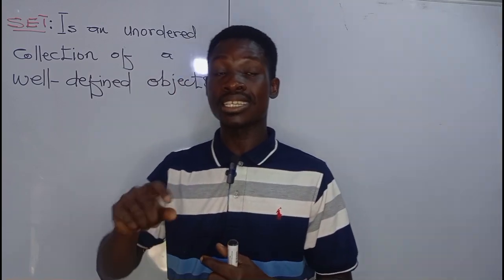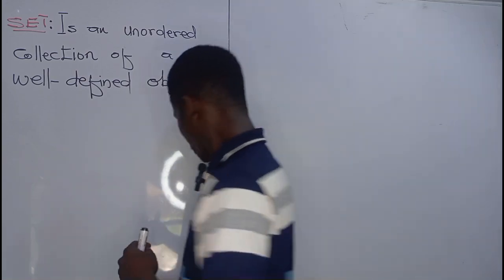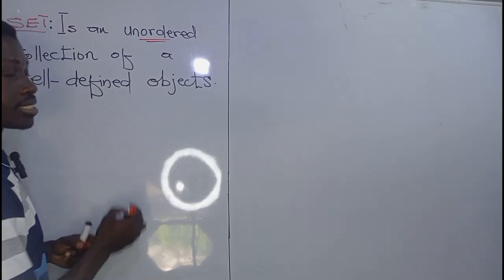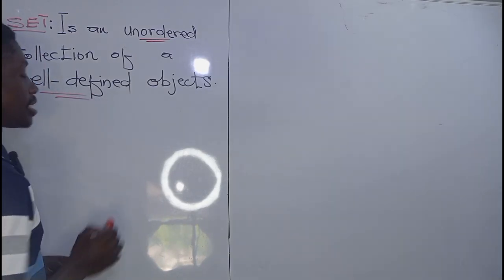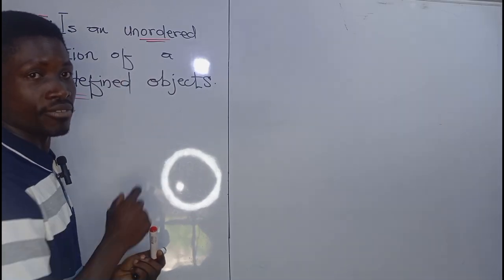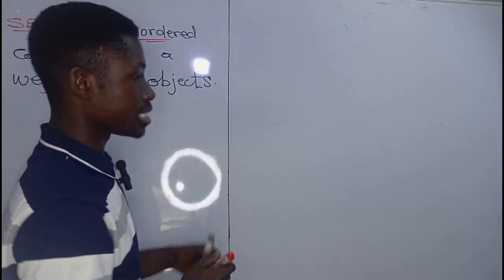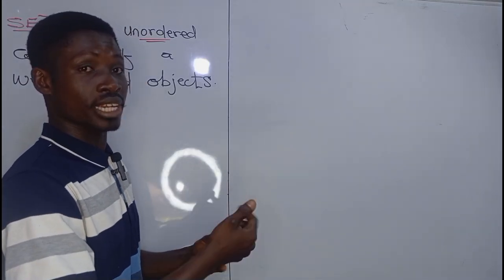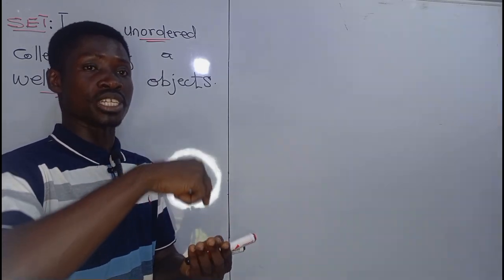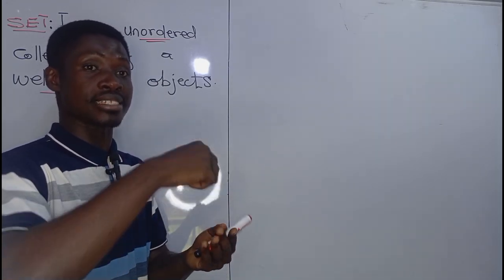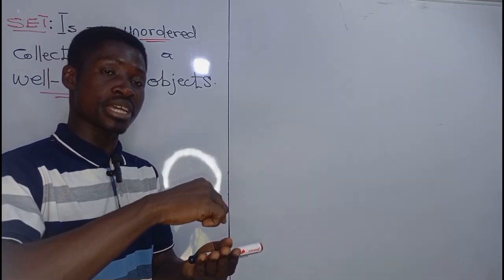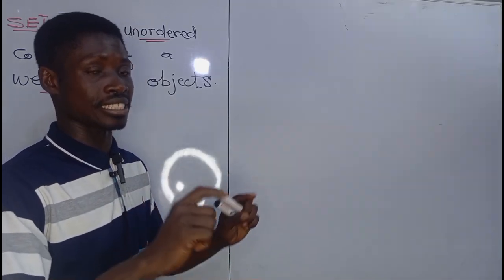Now the keywords in this definition are unordered and then well defined. So let's look at these words in the definition. Now, unordered. When we talk about unordered collection of objects, it means that the arrangement of the elements or objects within the set doesn't matter. The arrangement of the members or elements within the set doesn't matter.